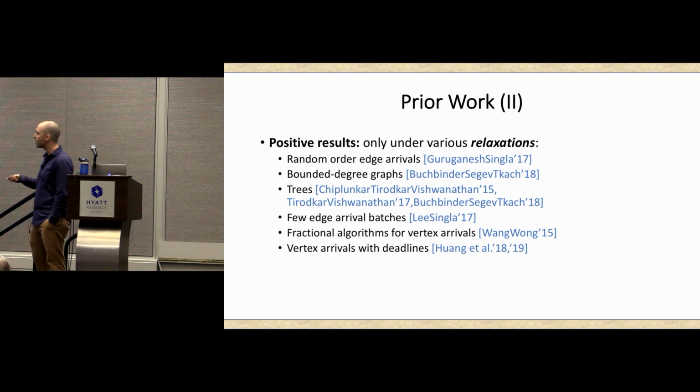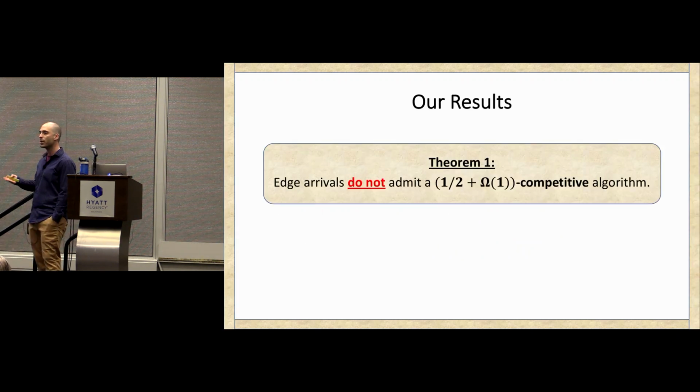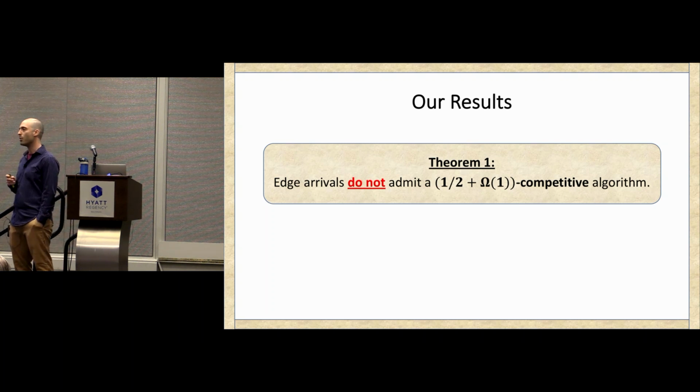And for our first result, we show that it is not only challenging, it's absolutely impossible to do better than greedy under adversarial edge arrivals. There is no 1/2 plus constant competitive algorithm for online matching under adversarial edge arrivals.